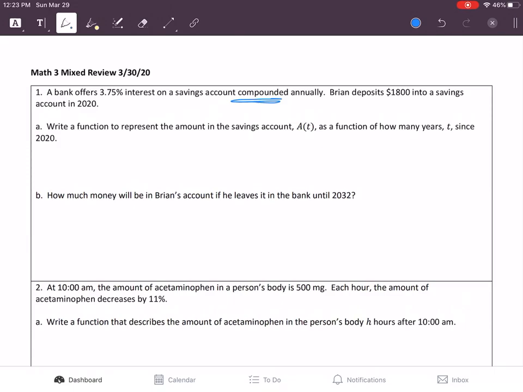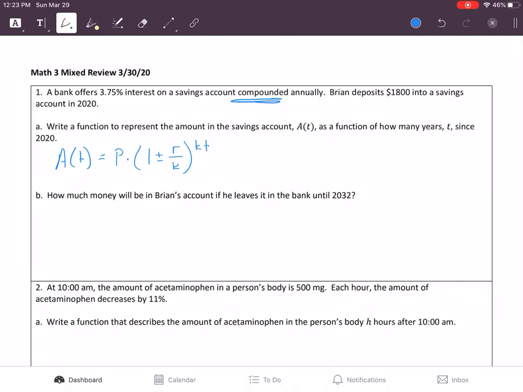Our equation is A of t, for the amount over time, is equal to the principal, or the original amount, times 1 plus or minus. The plus is if we're increasing, the minus is if we're decreasing. And then we have r over k, to the k times t power.